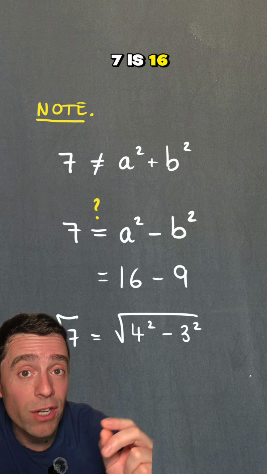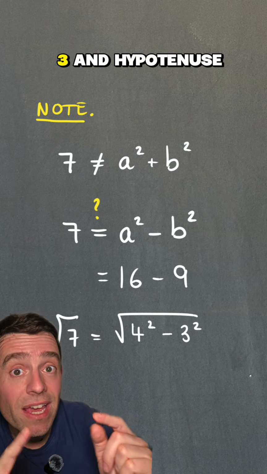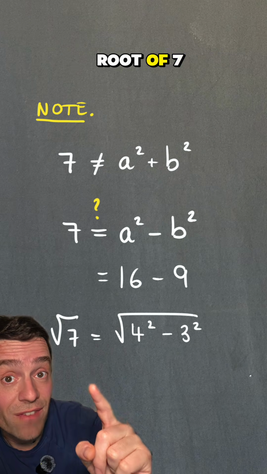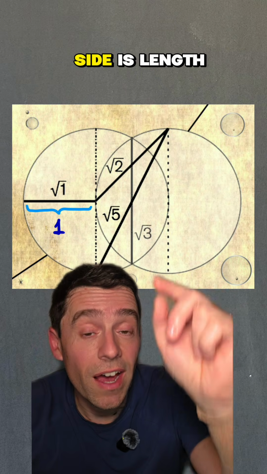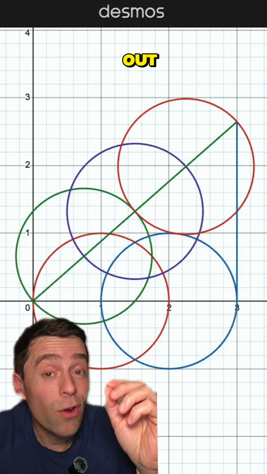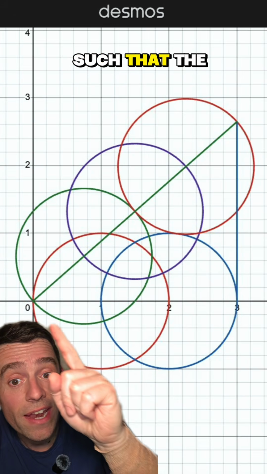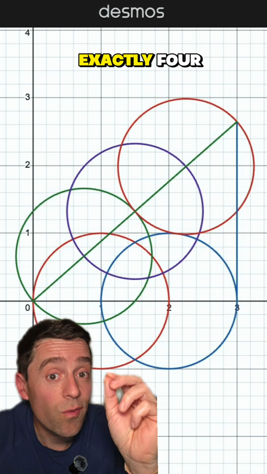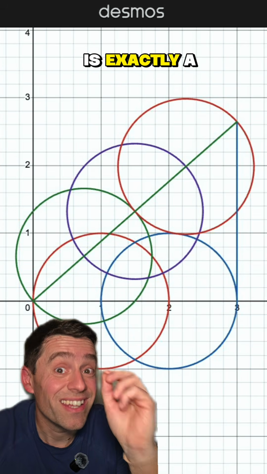However, 7 is 16 minus 9, so you might want to try to find a triangle with side length 3 and hypotenuse equal to 4, so that the other side has length the square root of 7. Where can we find a 3 in this picture? Well, from that side to this side is length 3. So maybe that's the base of our triangle. And it turns out there is a way to position 3 additional circles of radius 1 such that the length of the base is exactly 3, the length of that hypotenuse is exactly 4, so the length of the side on the right-hand side is exactly a square root of 7.